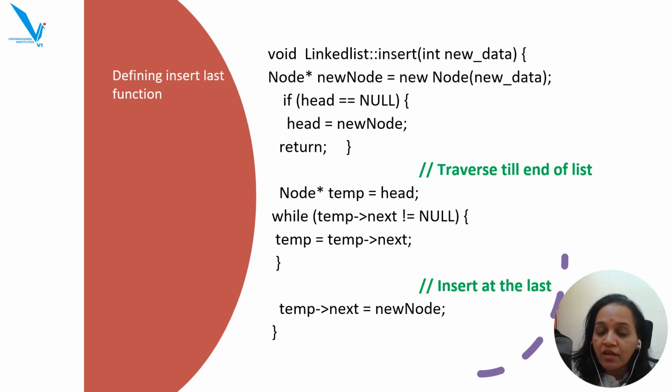Temp of next is null? No. Go to the next node. Temp is equal to temp of next. Then temp of next is null? No. Go to the next node. And this we have to do until we reach the end of the list. At the end of the list, the last node will be temp now and temp of next is equal to null. Its next will point to null, right? So at that time what do you have to do? Temp of next is equal to new node. That means the next of the last node will now be this new node that you have created. Okay? So in this way you can insert at the last.